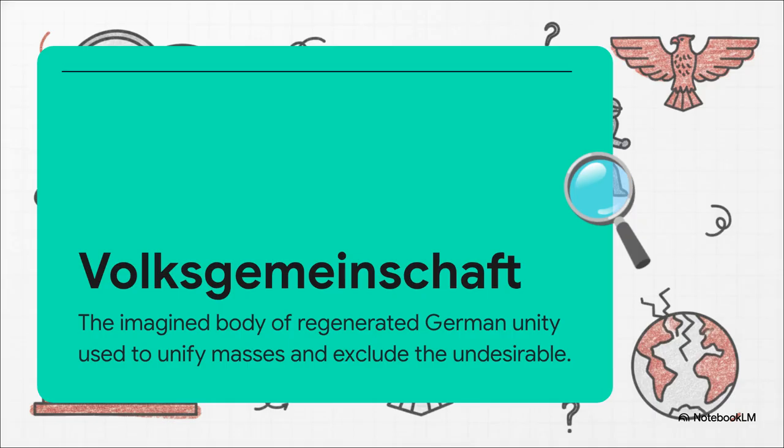Right at the heart of this whole thing was a crucial concept: Volksgemeinschaft, which translates to the people's community. According to the source, this was the imagined body of regenerated German unity. It was the glue used to unify the masses, while simultaneously, aggressively excluding anyone they deemed undesirable. Interestingly, the Führer cult actually solved a functional problem for them, because they viewed ordinary democratic pluralism, like having different political parties and labor unions, as a literal disease dividing the nation. They replaced all that messy diversity with a single, tribalized will.